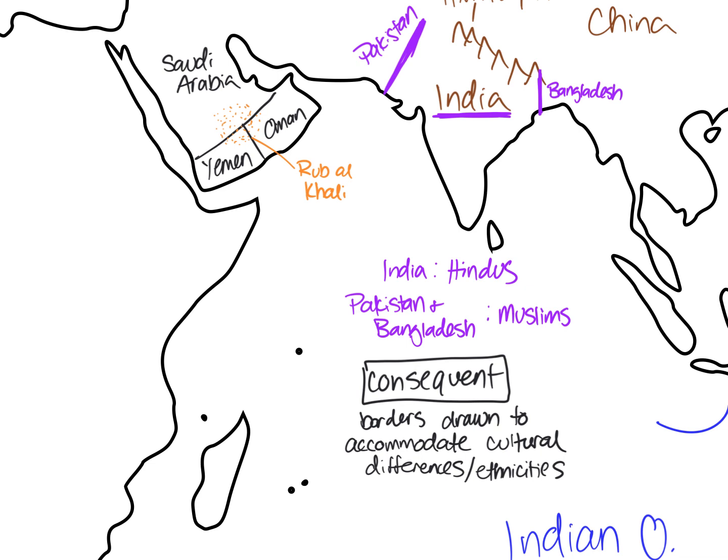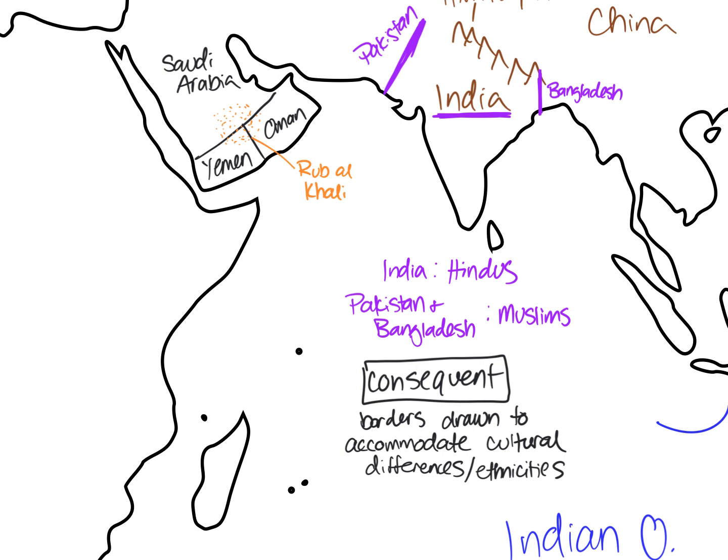Okay. Someone like Gideon. Thank you. So as a consequence of there being such religious differences in this region, these borders ended up being created between Pakistan, Bangladesh, Muslim, and India being Hindu. Okay, so as a consequence, they were accommodating these cultural differences between the people there. Okay.